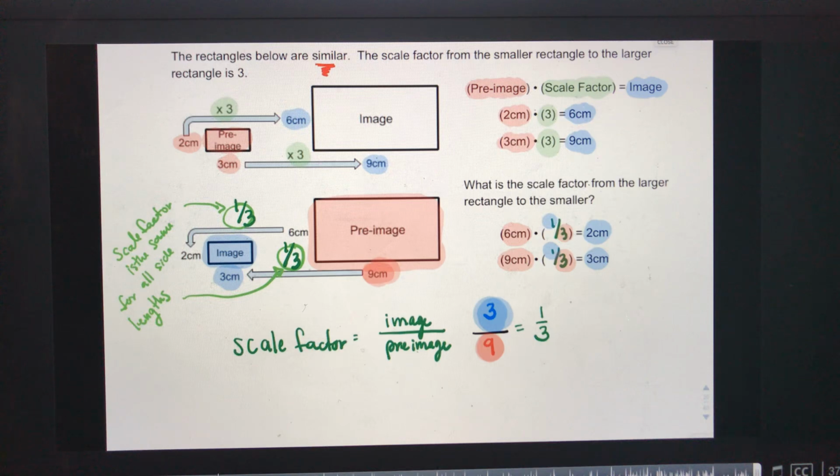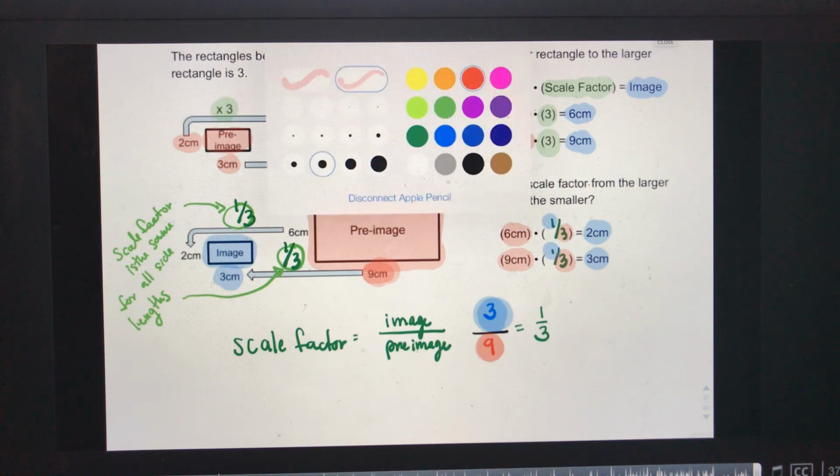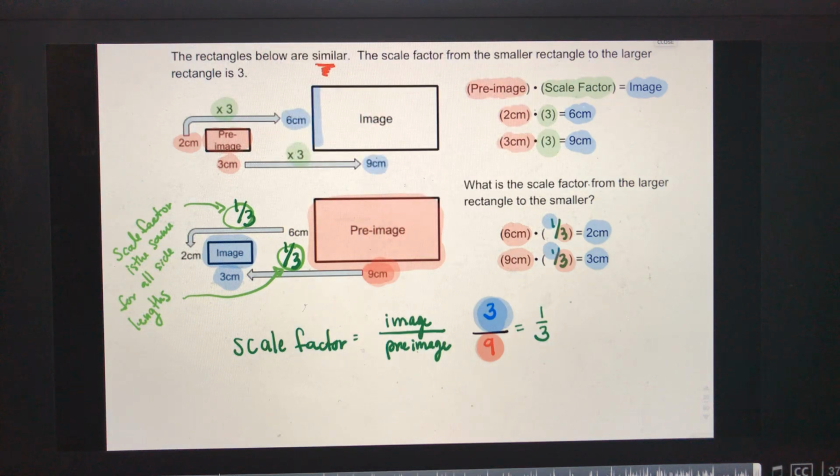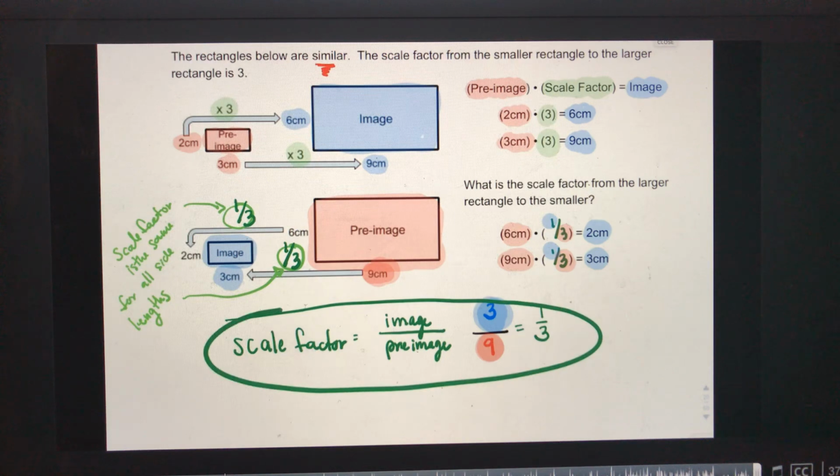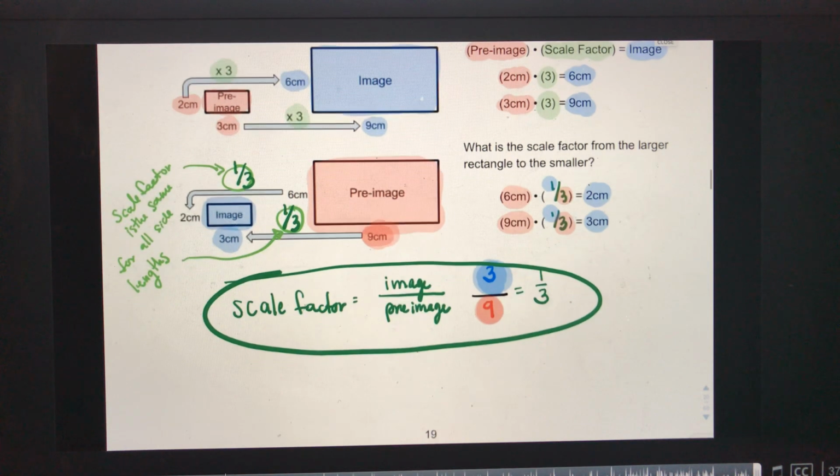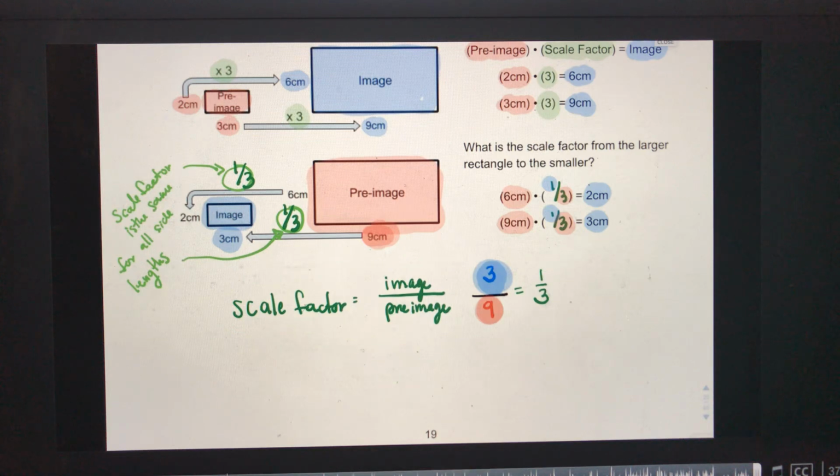Make sure you copy that down and get all this organized correctly, please. You'll see this at the very least very clearly for this unit and the next unit. We will still be using scale factor in further units, but you will see this equation a lot of times. Image over pre-image. You'll see that equation a lot, so do not get confused with that.